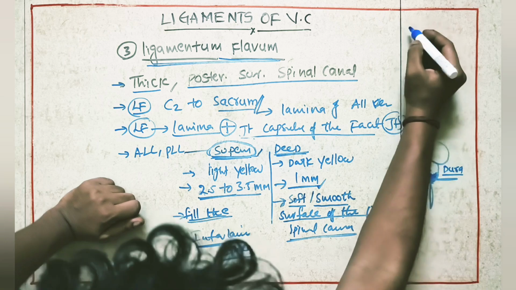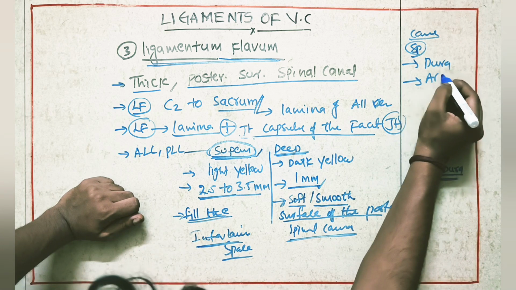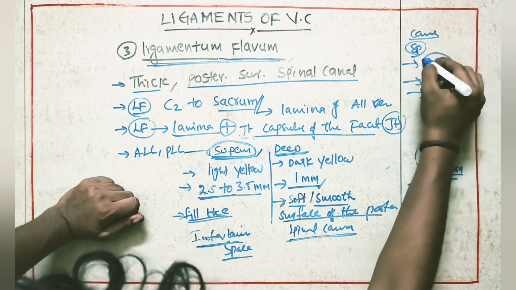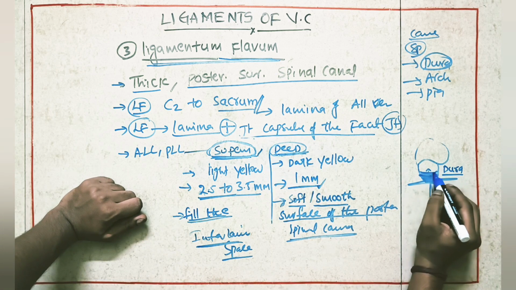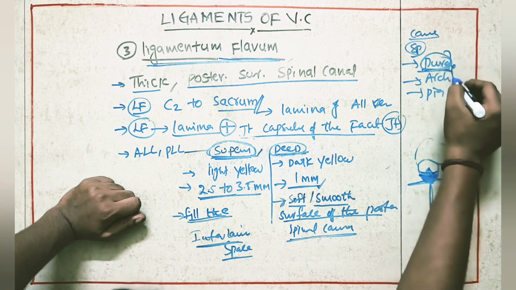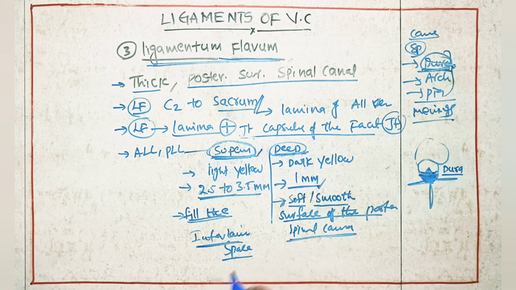What is this dura mater? We know the coverings of the spinal cord: first, dura mater, then arachnoid mater, and pia mater. The outer layer is the dura mater. The ligamentum flavum makes this posterior surface soft, so it contacts the dura mater. These three layers are called the meninges, the coverings of the central nervous system. Okay, next point.